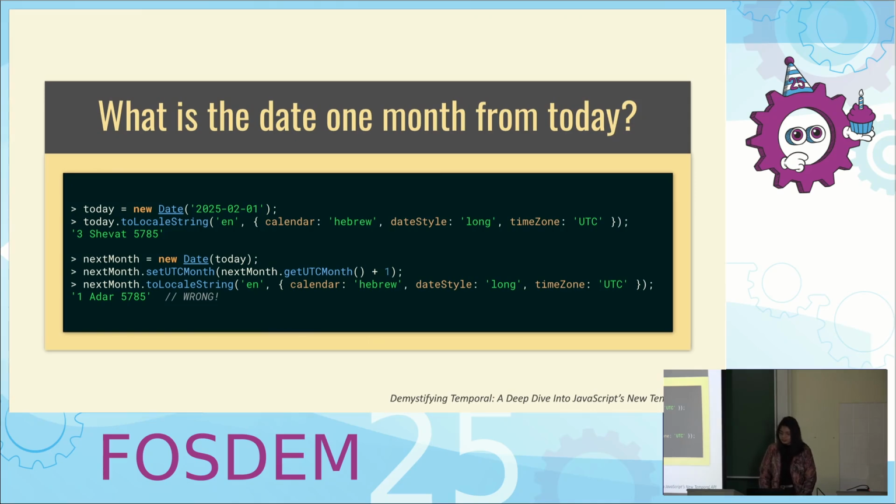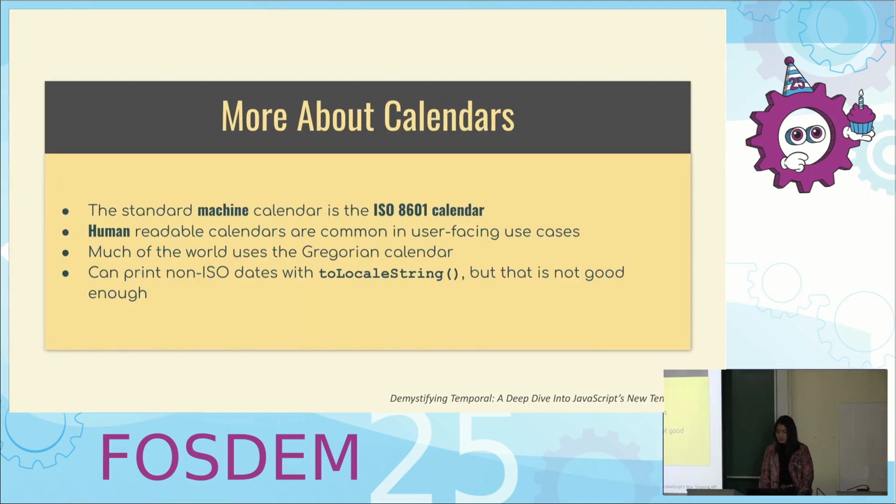They are, but that's because not every calendar has the same number of days in every month. The Hebrew calendar usually has 29 and 30 days, and February just has 28. So that makes the calculations go wrong. So let's talk about how we would do this in Temporal. But before that, let's talk more about calendars first.